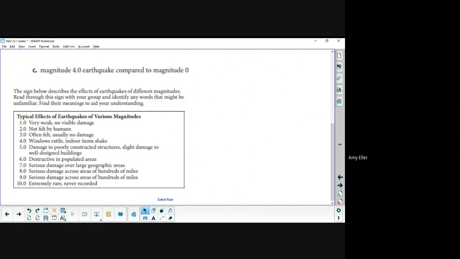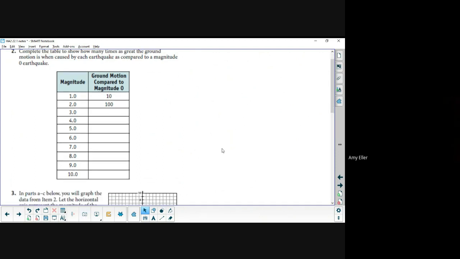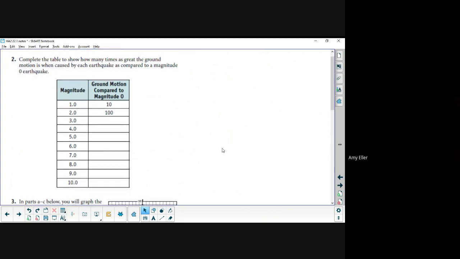All right, flip the page. Number 2, complete the table to show how many times as great the ground motion is when caused by an earthquake as compared to a magnitude 0. They give you magnitude. That's the Richter scale. A 1 is 10 times. A 2 is 10 times 10. 3 is 10 times 10 times 10. You can see all you're doing is multiplying by 10, which in turn adds a 0. Don't forget your commas. It's much easier to read a number with commas in it.